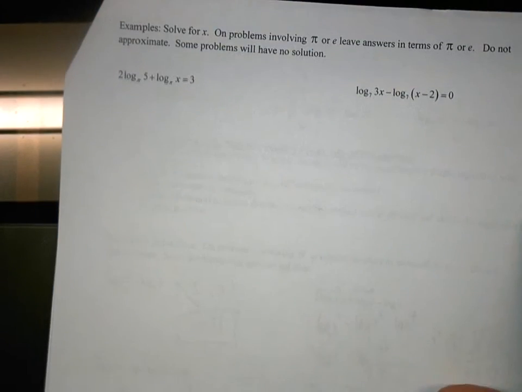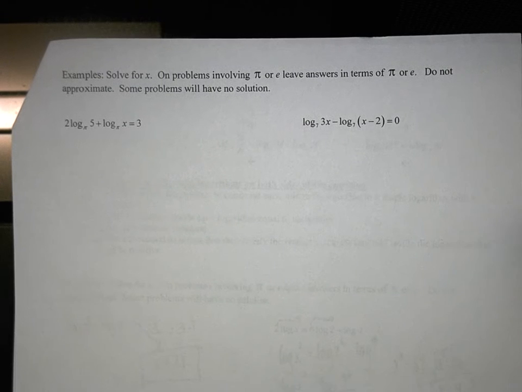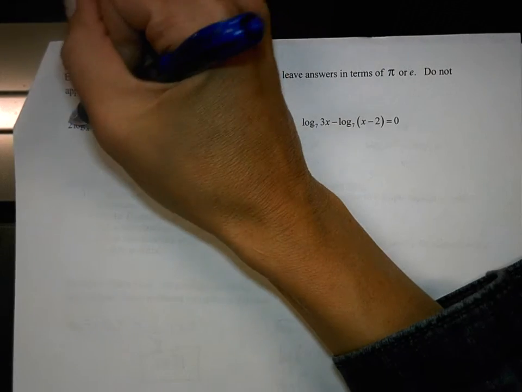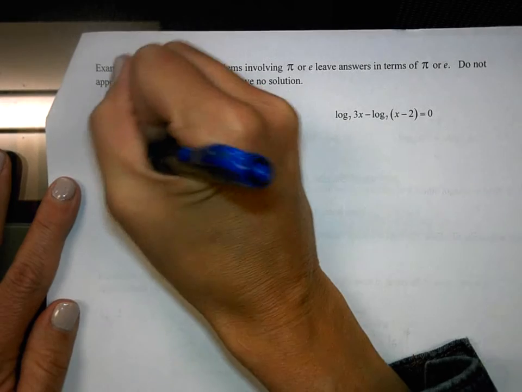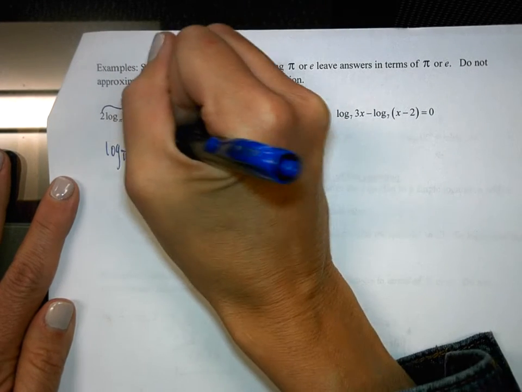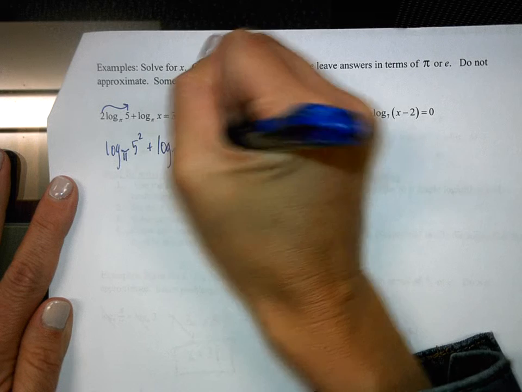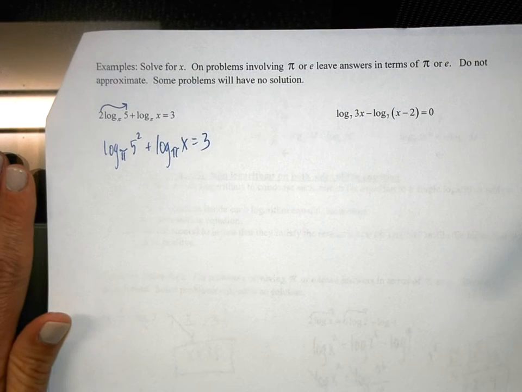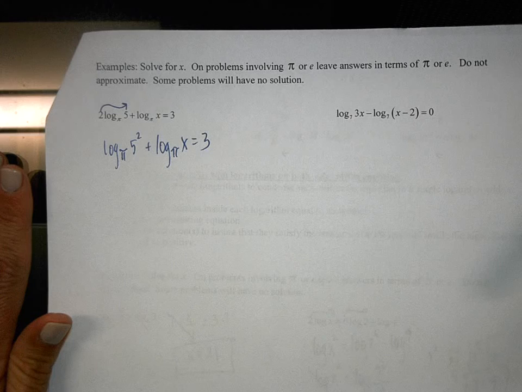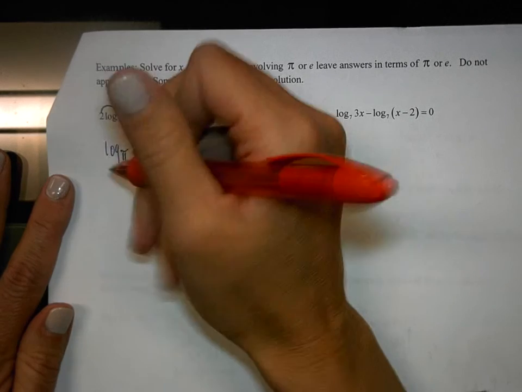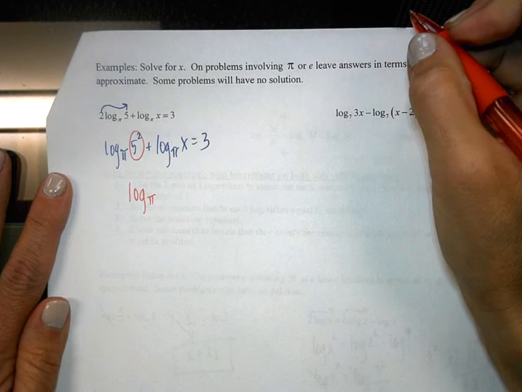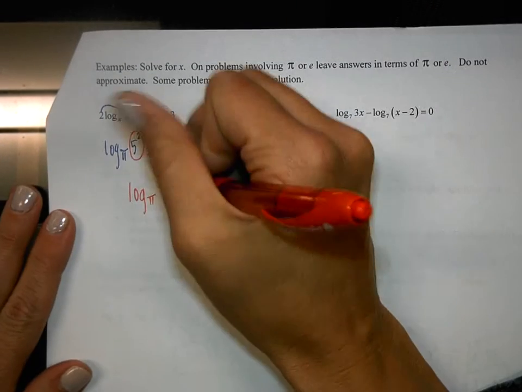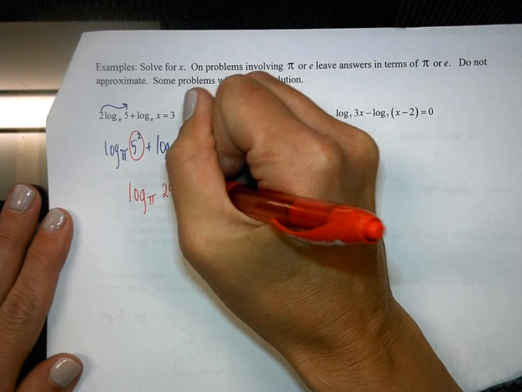Last 2. Okay, so again, if you have pi or e in your answers, you just leave pi or e in your answers. This one, the first thing we're going to do is... Get the stuff in the back. Very good. Move that to your exponent. So we have log of base pi of 5 to the 2nd plus log base pi of x equals 3. We condense. Because it's adding, when we condense, it becomes what? Multiplication. We know that 5 squared is actually what? 25. So this will become 25x equals 3.